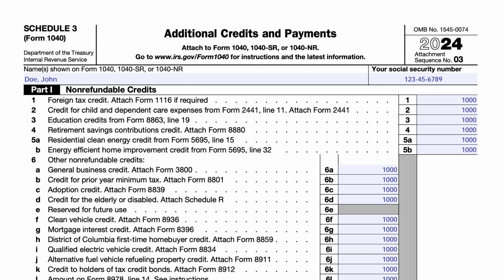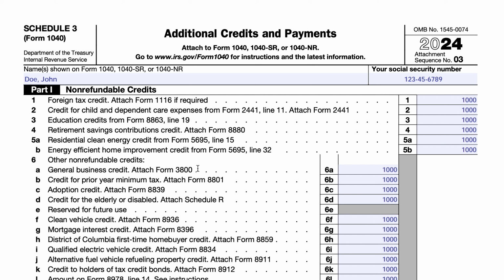In this video, we'll be going over IRS Schedule 3, Additional Credits and Payments. Taxpayers would use this schedule if you have non-refundable credits, other than the child tax credit or the credit for other dependents that are reported directly on your tax return on Form 1040, or if you have other payments that you made as well as refundable tax credits.